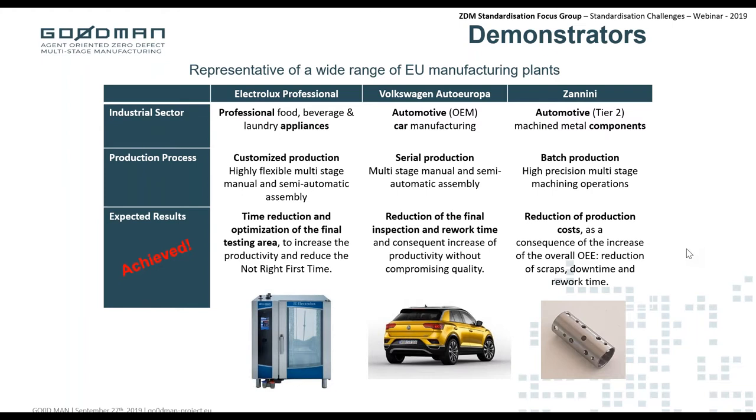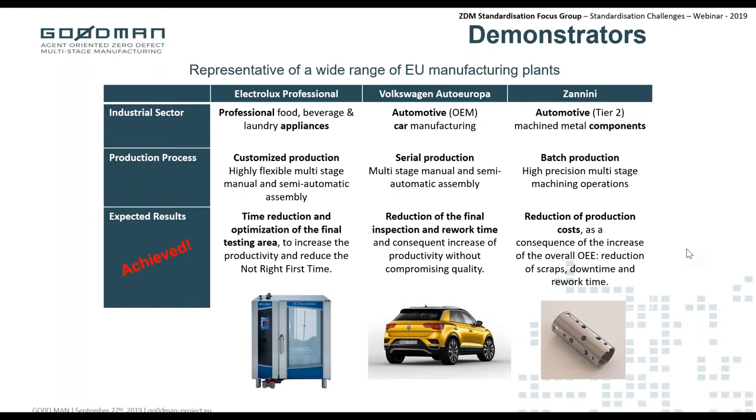And last, the Zannini use case was a batch production. So how to bring the components and the general assumptions developed for the automatic mass production line to batch production? Through the GOODMAN project, we solved this case also, bringing advantages by utilizing data sharing among the different layers of our architecture, also for batch production.